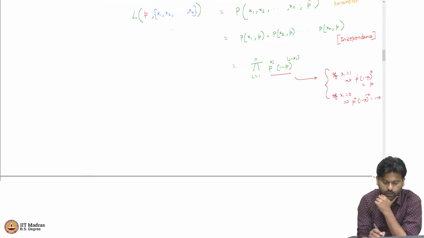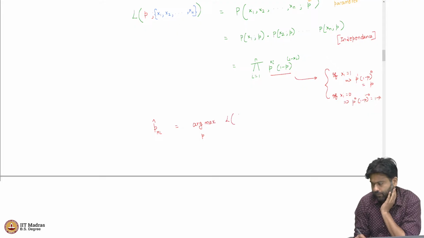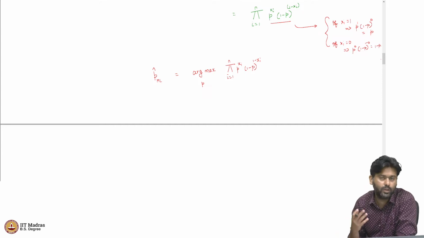Okay, so now what is the estimator? This is the likelihood function, and now we want to define our estimator, which is our guess for p, and that's why I put a hat on top of p, to emphasize that it's a guess. The guess comes from the maximum likelihood principle, and so this is called p hat ML. It is the argument of p that maximizes my likelihood function, which in this case is just the product of i equals 1 to n, p to the xi into 1 minus p power 1 minus xi. This is the function that I want to maximize to get my guess for p.